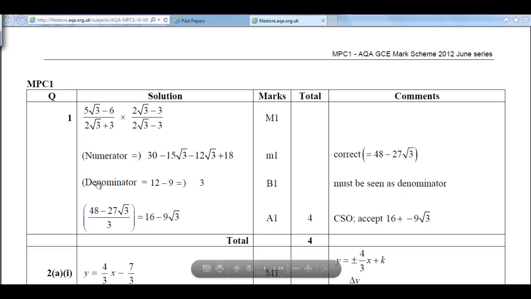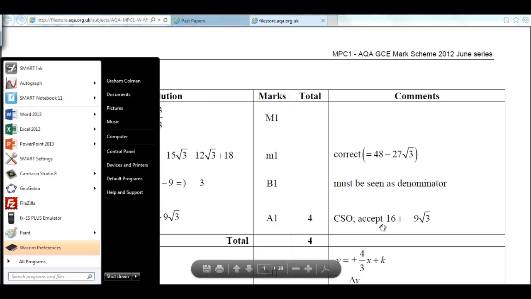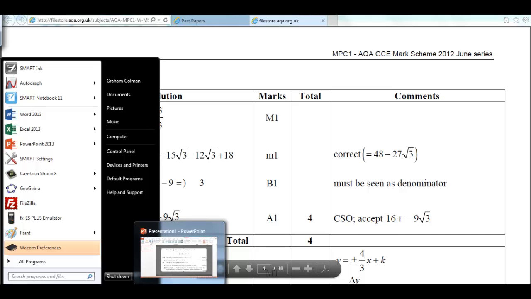The brackets, you don't actually need the brackets. They're there, again, examiner's guidance. So the bits aren't in brackets, these parts here, that's what you really, really need for the marks. Correct solution only. We are allowed to accept 16 plus or minus 9 root 3.